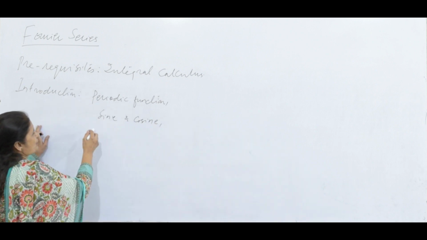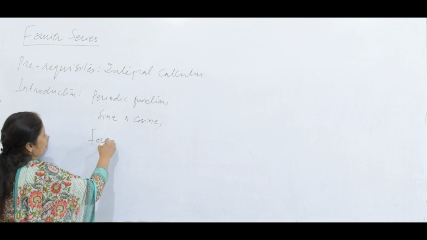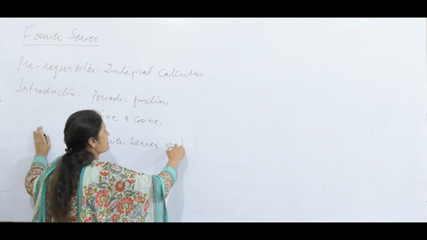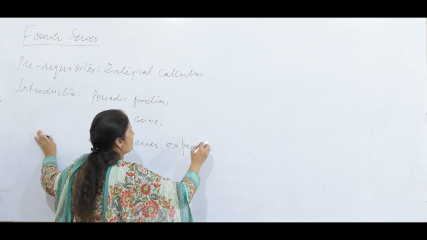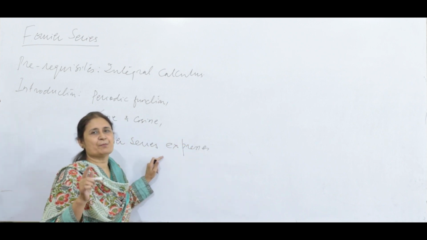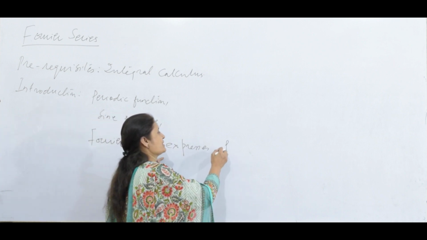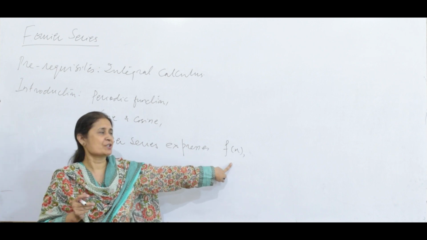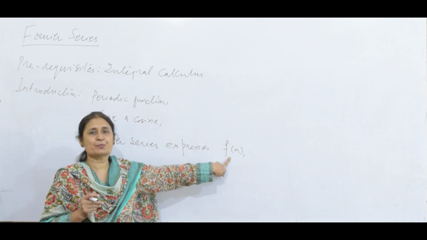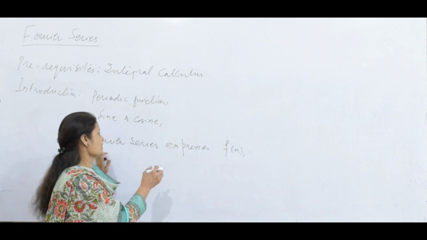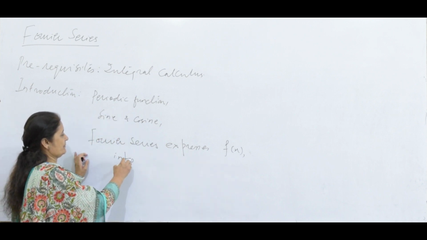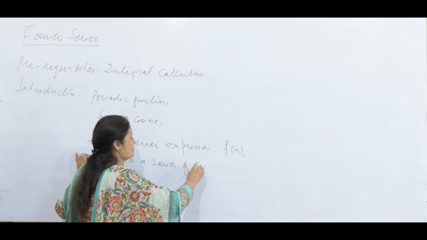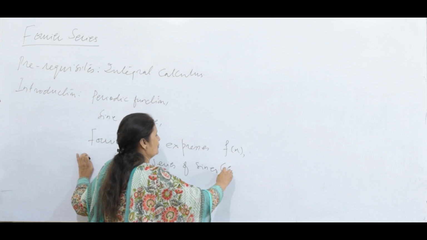What does a Fourier series do? Fourier series expresses a periodic function. So f of x. Let me discuss the definition of periodic function. Suppose f of x is a periodic function. Fourier series expresses this periodic function into a series of sines and cosines.